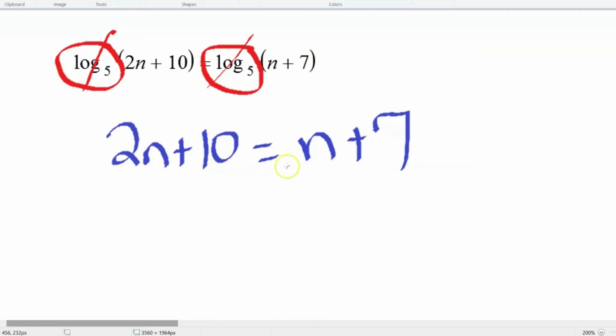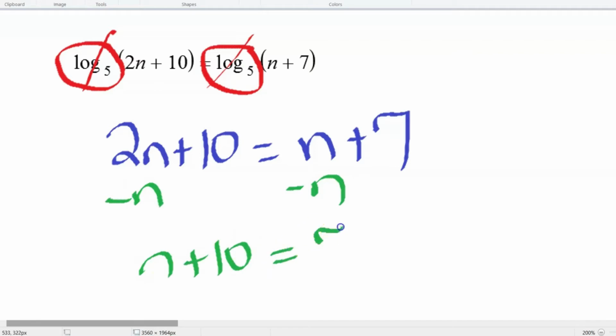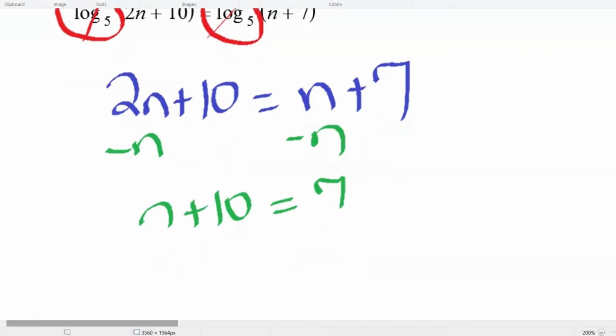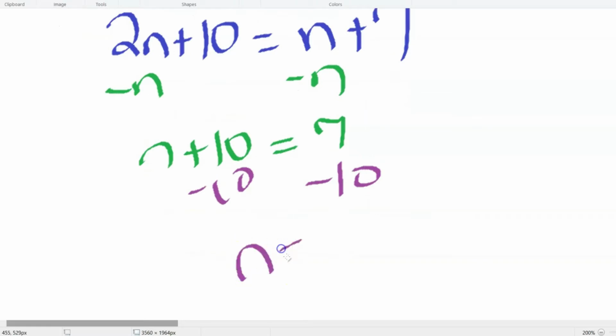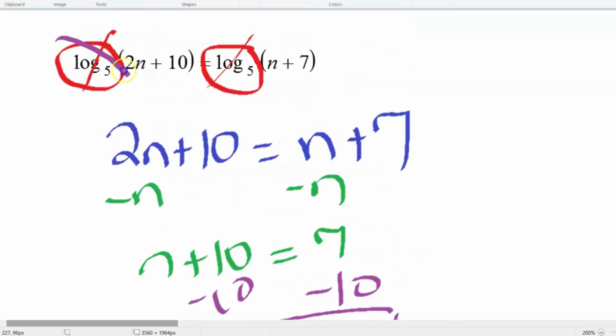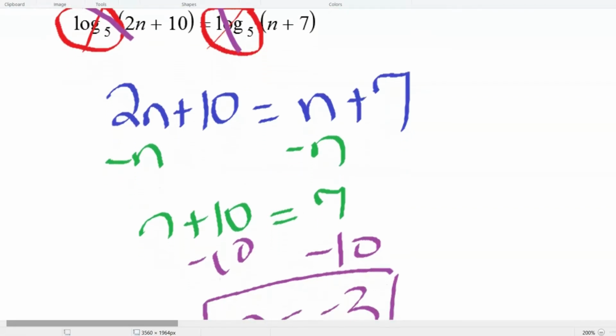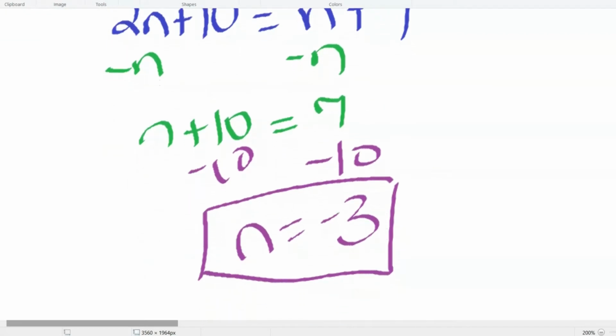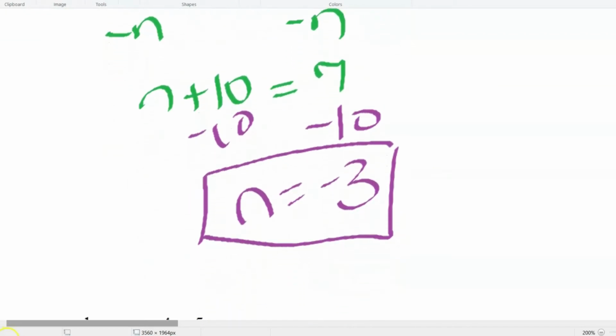So here I have 2n plus 10 equals n plus 7. I would get the variable to one side first, and then I would solve for n. So here I would get rid of this plus 10 by subtracting it, and my answer would then be n equals -3. So if you ever see a logarithm where the log base is the same on both sides, those bases are just going to cancel out, and you bring down whatever's left over. Whatever was with those logarithms comes down, and you would just solve the equation for x, just like we did in Algebra 1 where you were just solving for a variable.